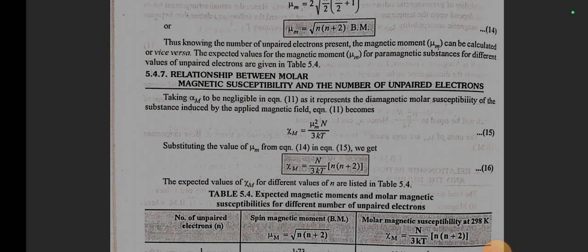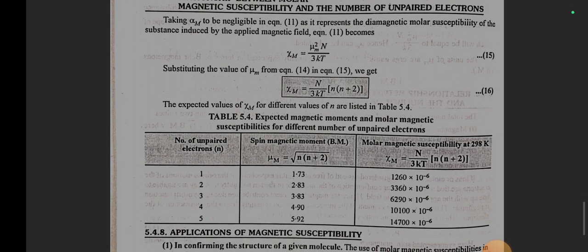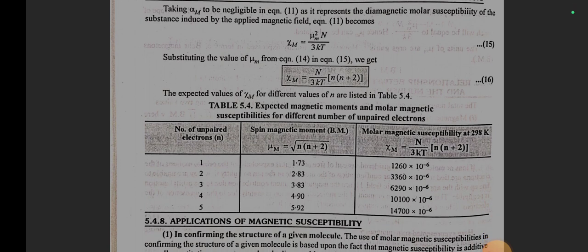Relationship between molar magnetic susceptibility and the number of unpaired electrons. Taking αm to be negligible in equation 11, as it represents the diamagnetic molar susceptibility of the substance induced by the applied magnetic field, equation 11 becomes magnetic susceptibility is equal to μm² N upon 3kT. Substituting the value of μm from equation 14 in equation 15, we get magnetic susceptibility is equal to N upon 3kT into n(n+2). The expected values of magnetic susceptibility for different values of n are listed in table 5.4.